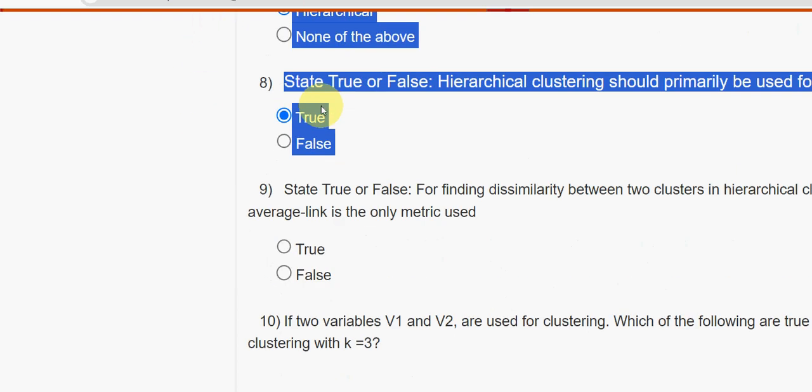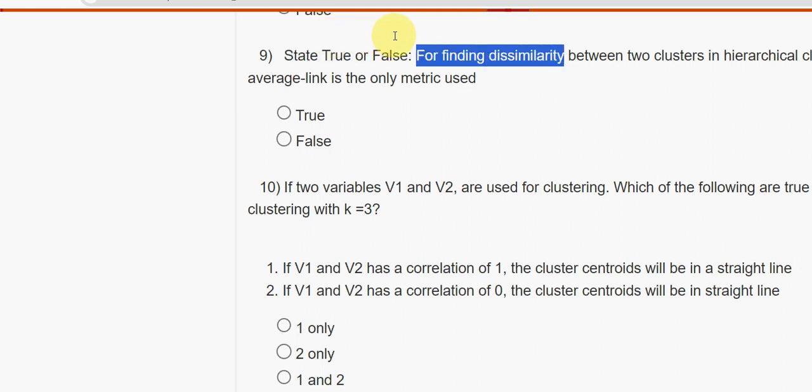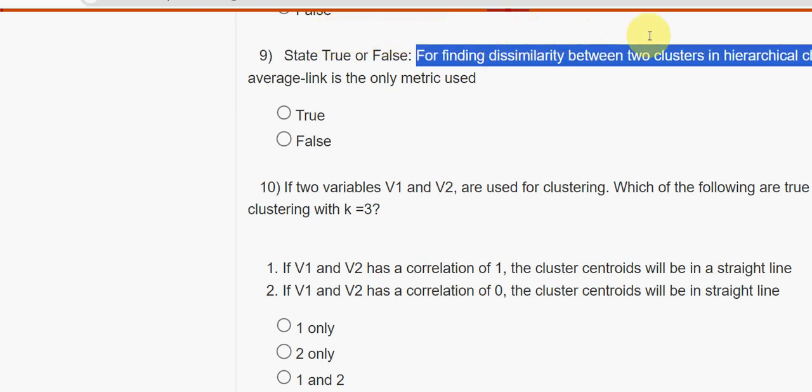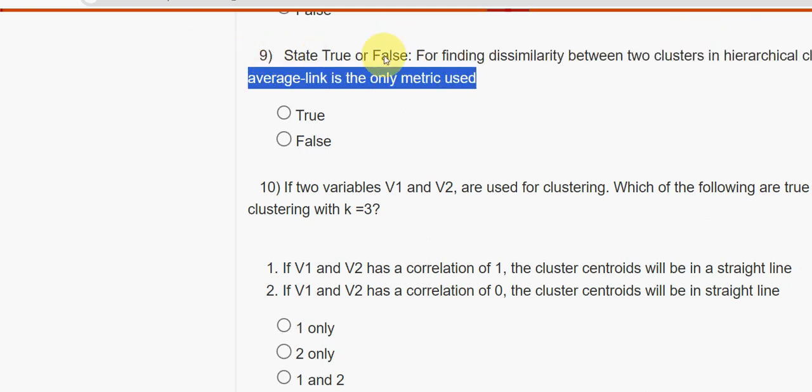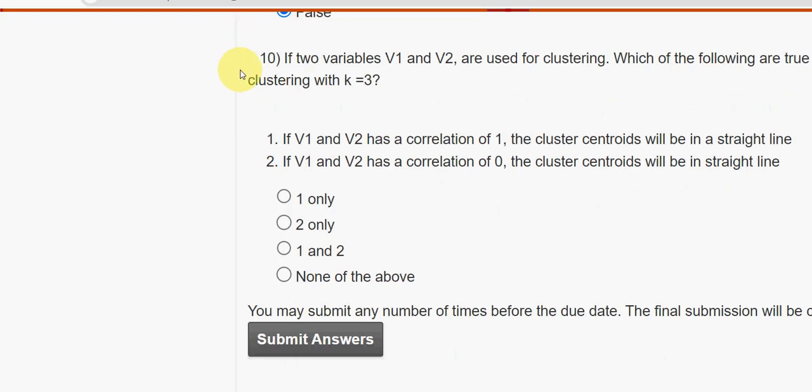State true or false. For finding dissimilarity between two clusters in hierarchical clustering, average link is the only metric used. Is the statement true or false? So for ninth question, it is absolutely false, guys. Now moving on to the final question of this assignment, that is 10th one.